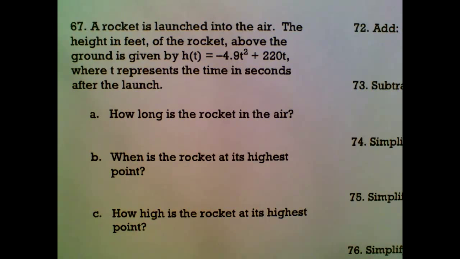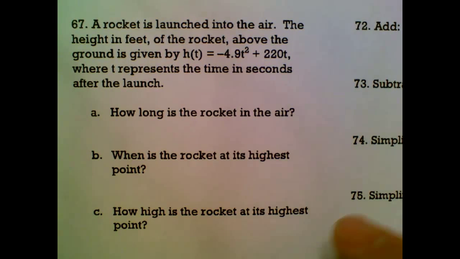Okay, we are on the sixth and final page of this review packet. Number 67 says a rocket is launched into the air. The height in feet of the rocket above the ground is given by h of t equals negative 4.9 t squared plus 220 t, where t represents the time in seconds after the launch. And it has three questions.